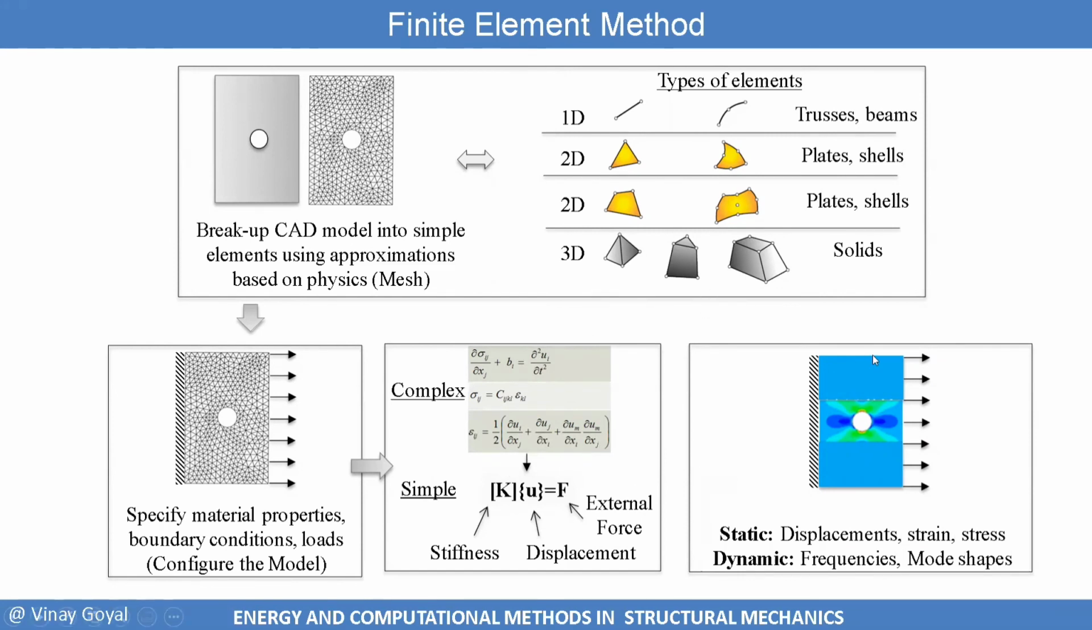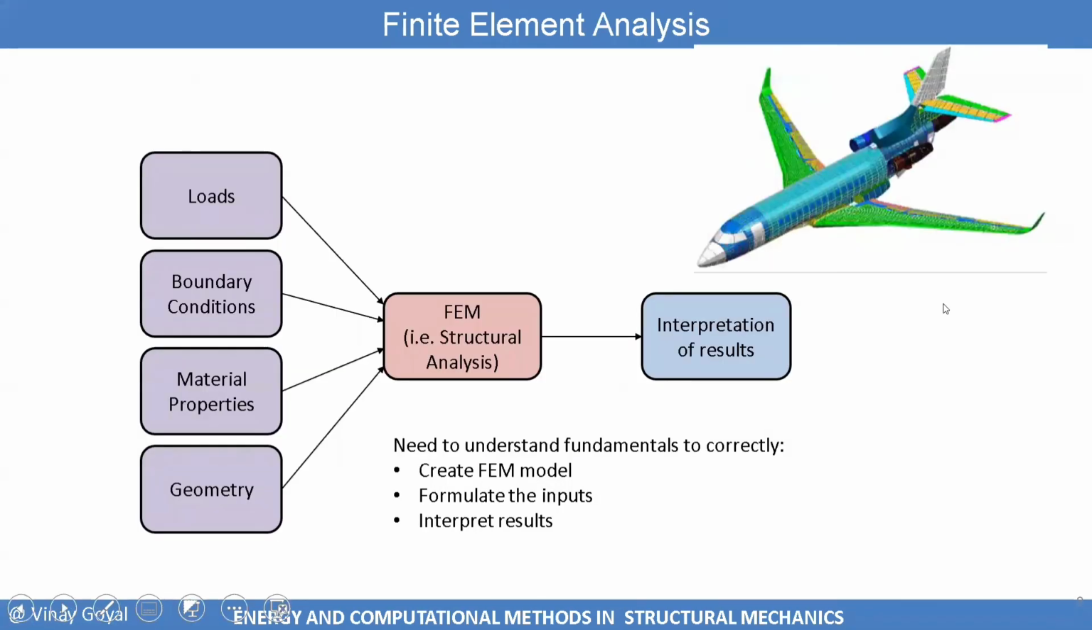Once I can calculate the deflections, I plug them back in and get the strains. Once I get the strains, I calculate the stress through the constitutive law, and then I can plot it to determine where the stress will break the structure. If you have an aircraft, you're basically taking the loads, the boundary conditions, the material properties, and the geometry, putting this into a finite element model, and then interpreting the results.